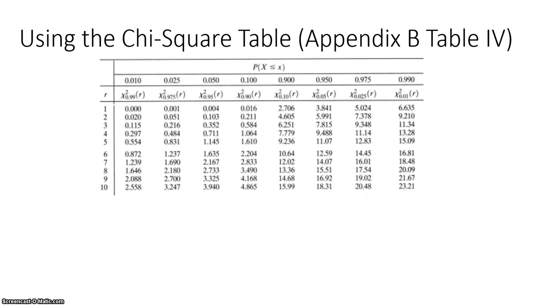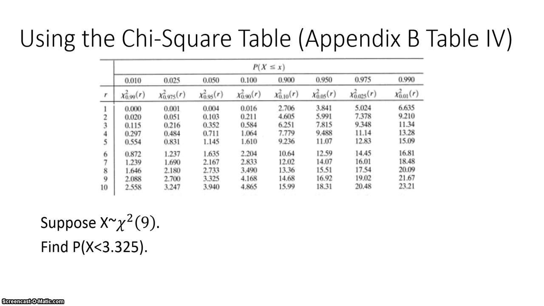Next, I want to talk about how we can use the chi-square table, which is in Appendix B, Table 4, to find probabilities with a chi-square distribution and to also find percentiles with a chi-square distribution. So suppose that X has a chi-square distribution with 9 degrees of freedom, and we want to find the probability that X is less than 3.325.